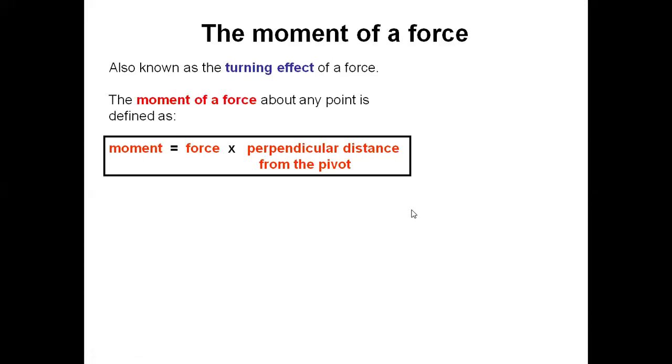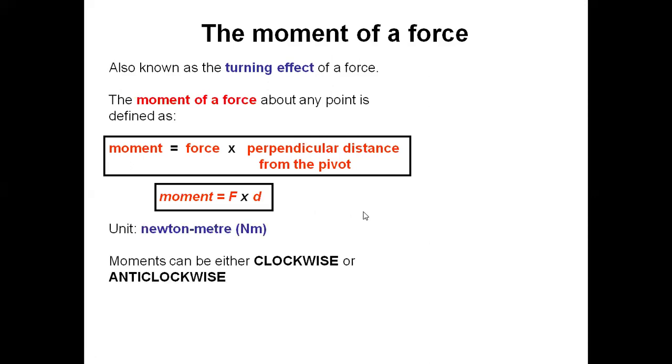But besides this, the body should satisfy one more condition to be in equilibrium, because even if the forces acting on the body are equal, if they don't have the same line of action, the body may rotate. So rotation is caused by a force and we call it the turning effect of a force. The definition: moment is equal to force times perpendicular distance from the pivot. Pivot is the axis of rotation. So moment is equal to F into D, unit Newton meter, and moment can be either clockwise or anti-clockwise depending on in which direction the body tends to rotate.